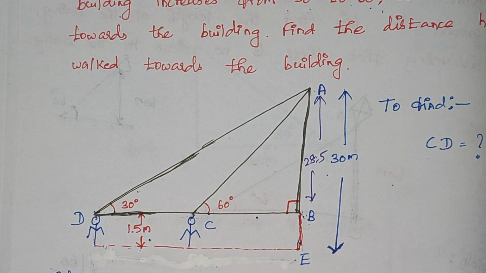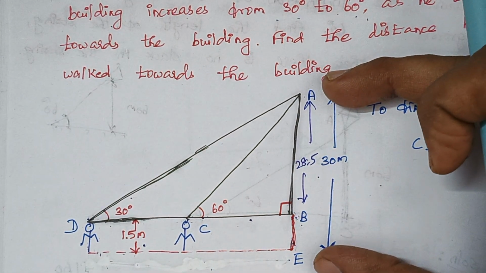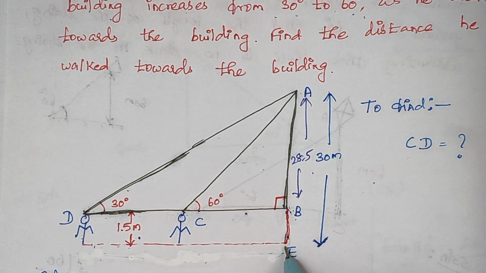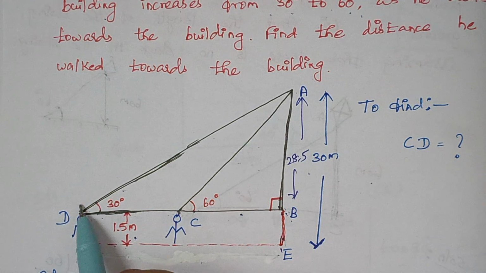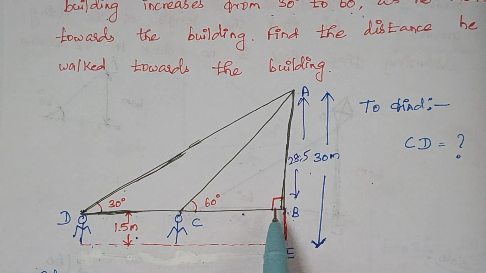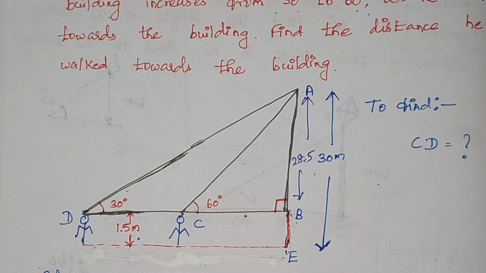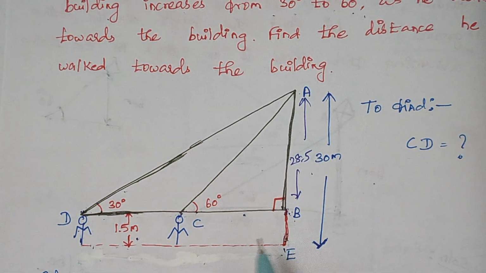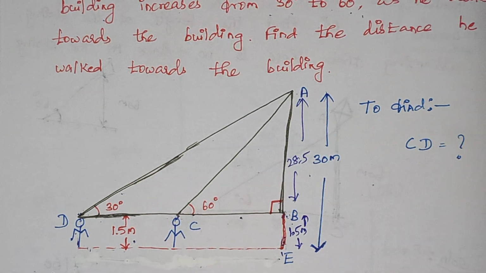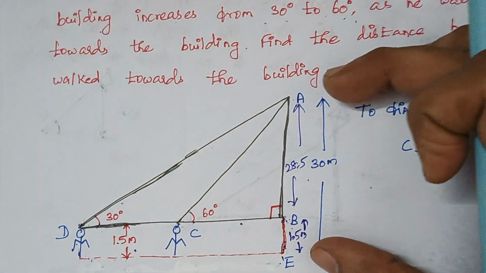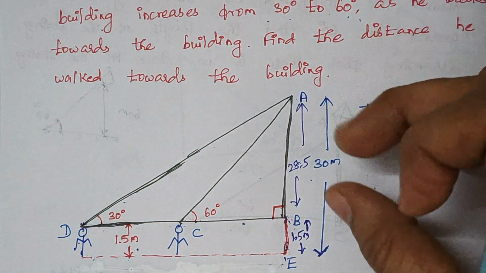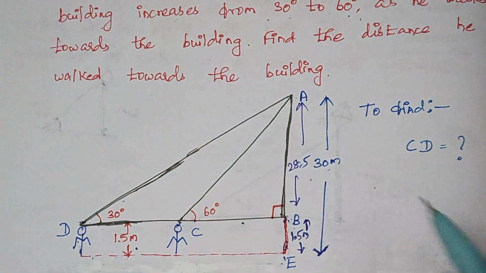So first we make it clear. The total length of the tower is 30 meters. The height of the boy is 1.5 meters, so you see here it is 1.5. Automatically this side also holds the same value, because this looks like a rectangle, so this side is equal to this side. So here the length is 1.5 meters. So how to calculate the length of AB? This is 30 and this is 1.5, so you have to subtract 1.5 from 30. That is 30 minus 1.5, which gives you 28.5.